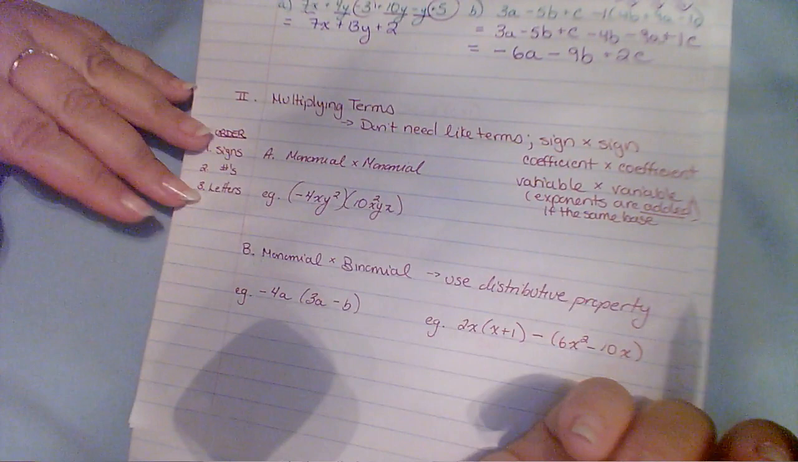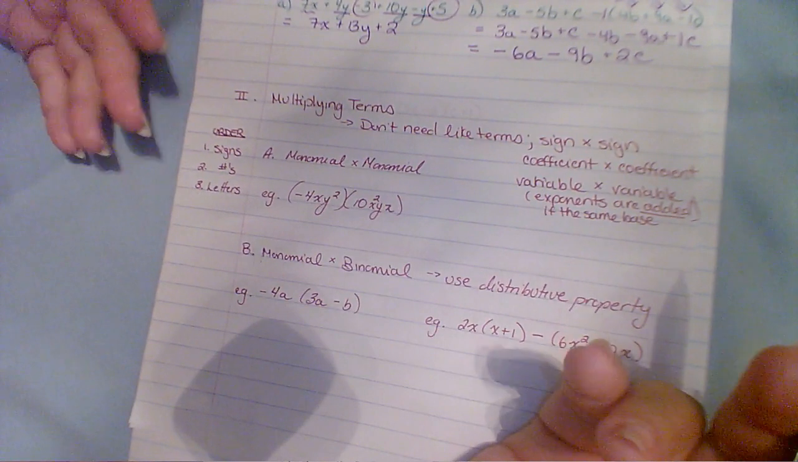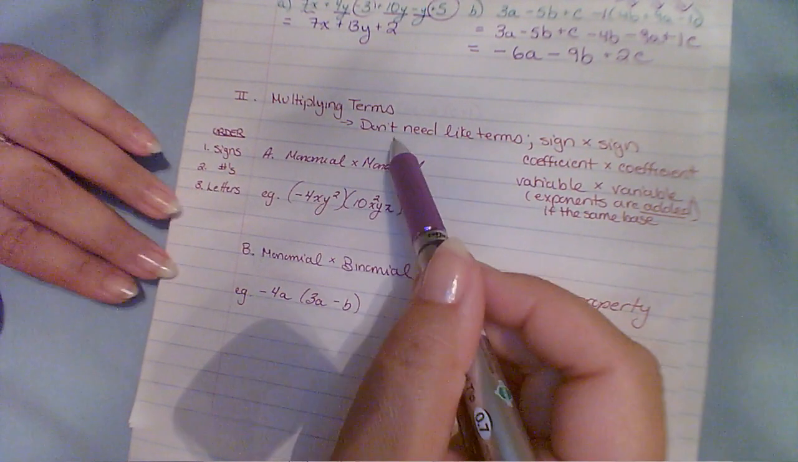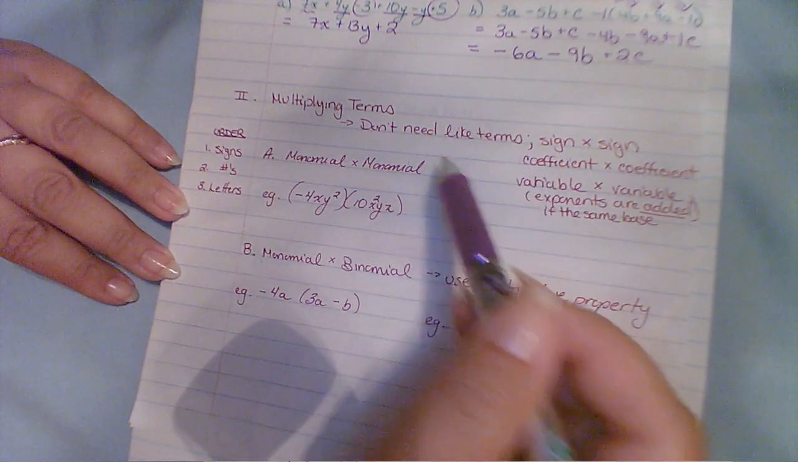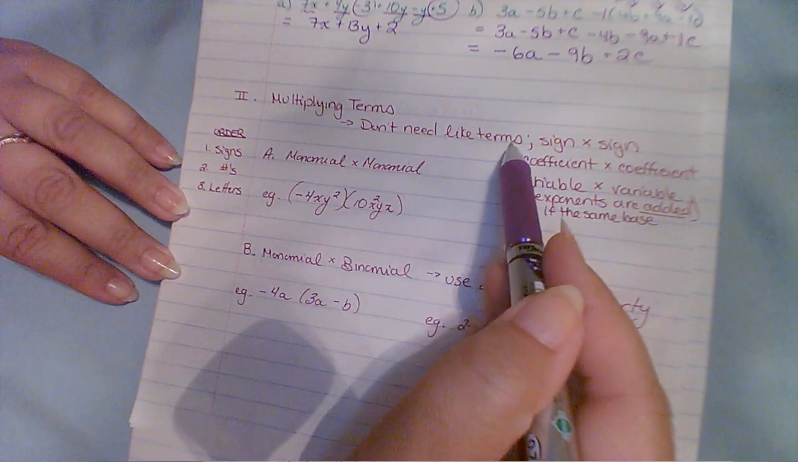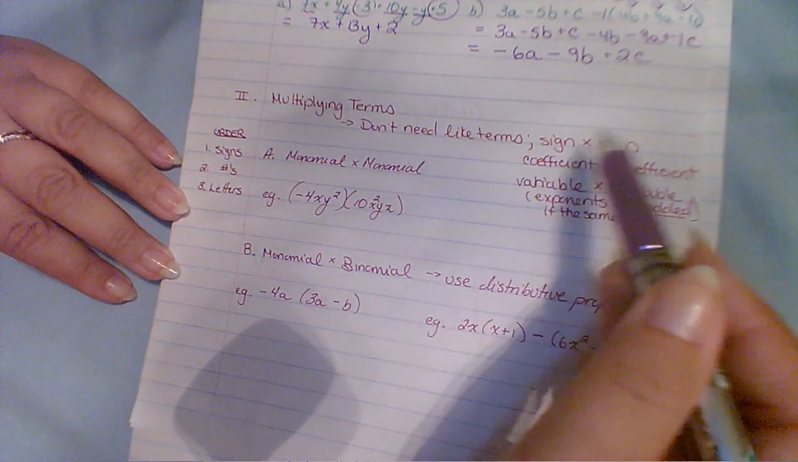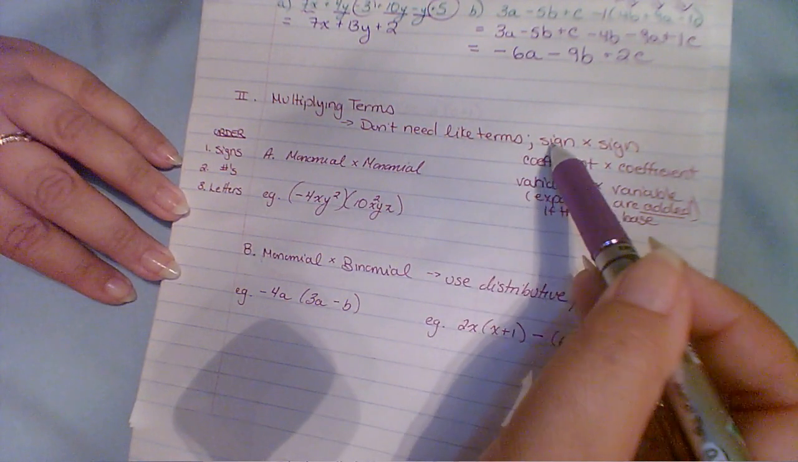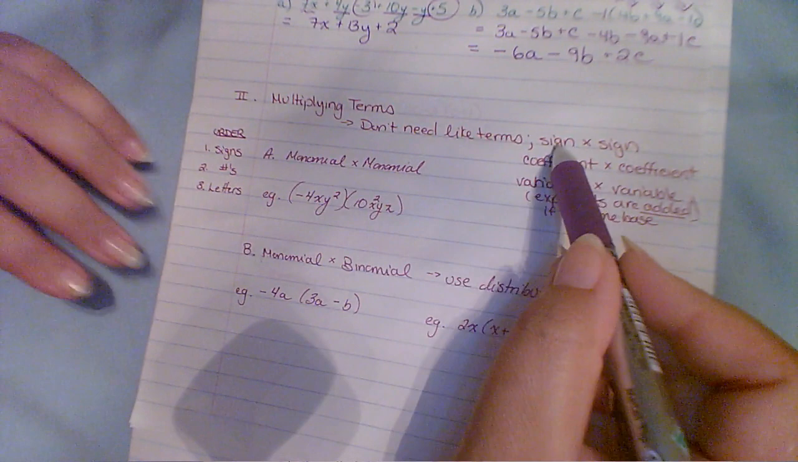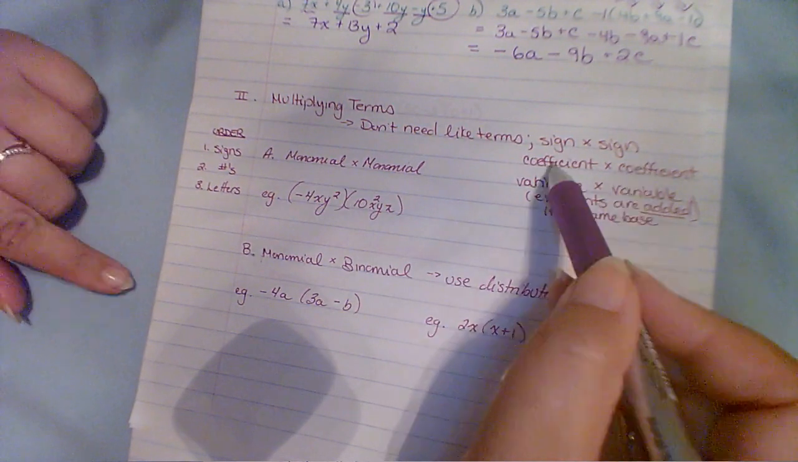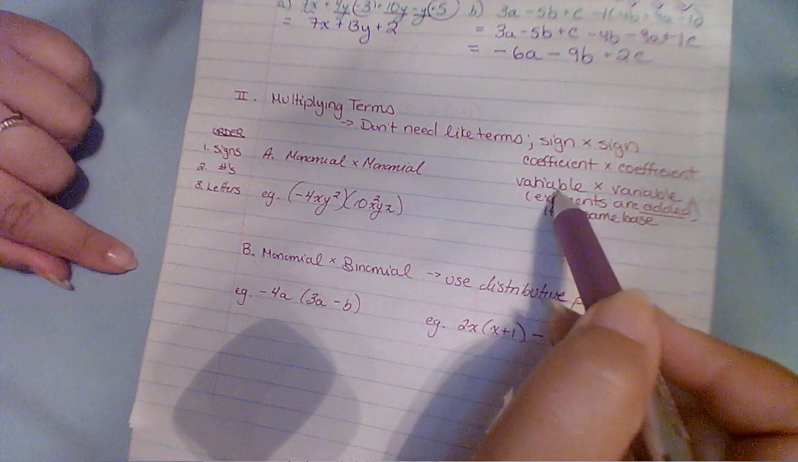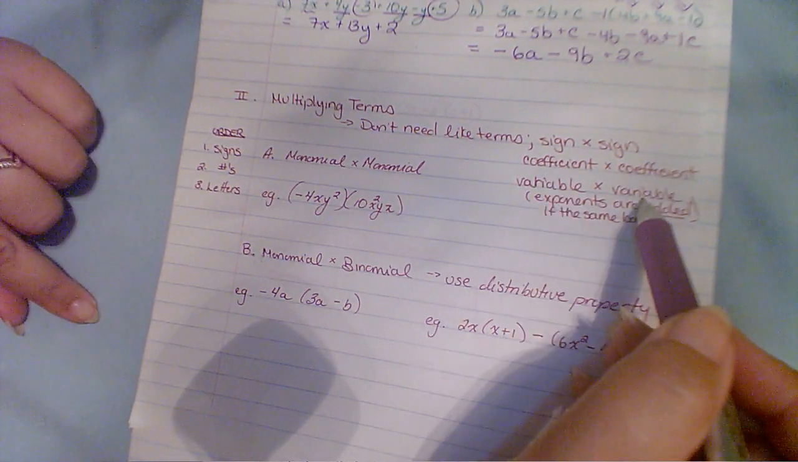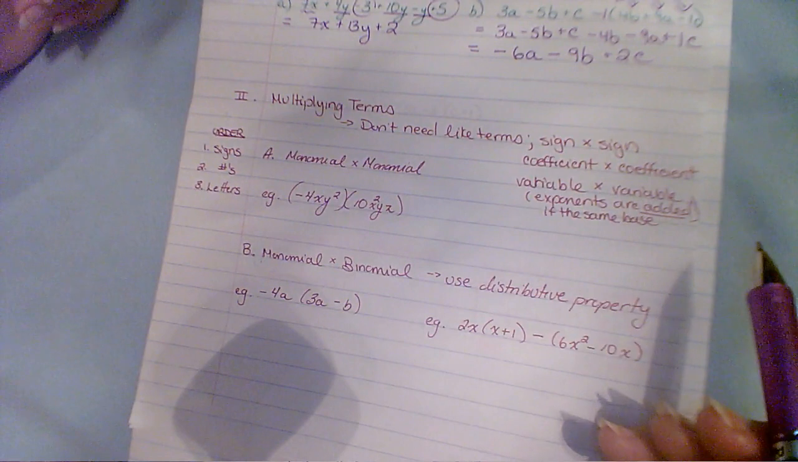However, the overall pattern doesn't change no matter how complex it starts to look. So when you're multiplying, unlike when you're adding and subtracting like before, you do not need to have like terms. Really, all you're doing is going in order, signs times signs, numbers times numbers, so the coefficient times the other coefficient, and the variable times the other variable.